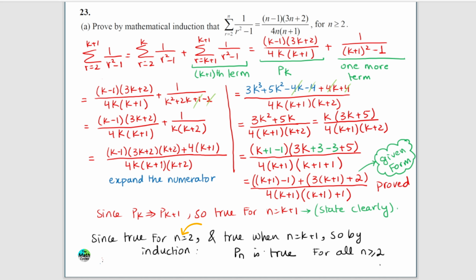And then the conclusion. So since true for n equals 2, not 1, and true when n equals k plus 1, so by induction, Pn is true for all n greater than or equal to 2. Here I can say Pn because I defined it at the beginning, or you can write the given statement.